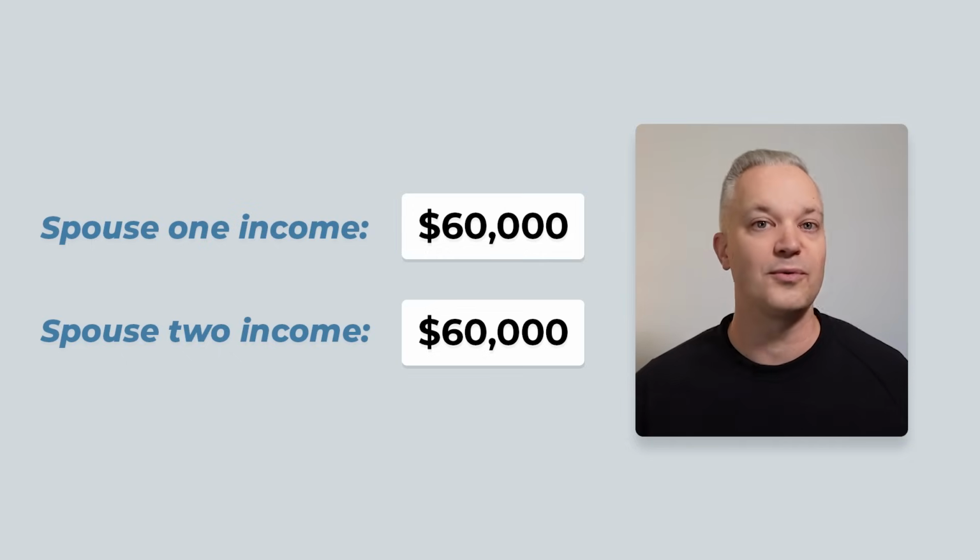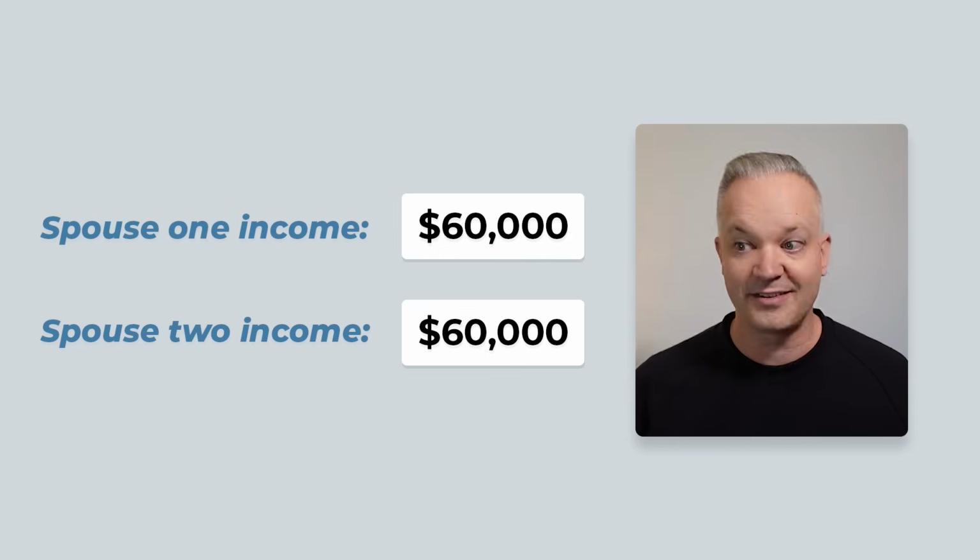And overall, the household's going to pay a lot less tax because we're taking income from a high tax bracket and shuffling it to a lower tax bracket. Thus, it's a net benefit to the household as far as how much taxes they're going to pay.